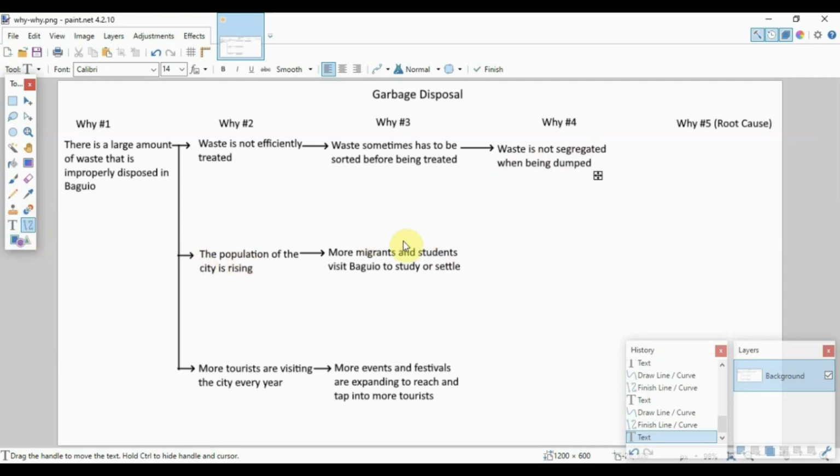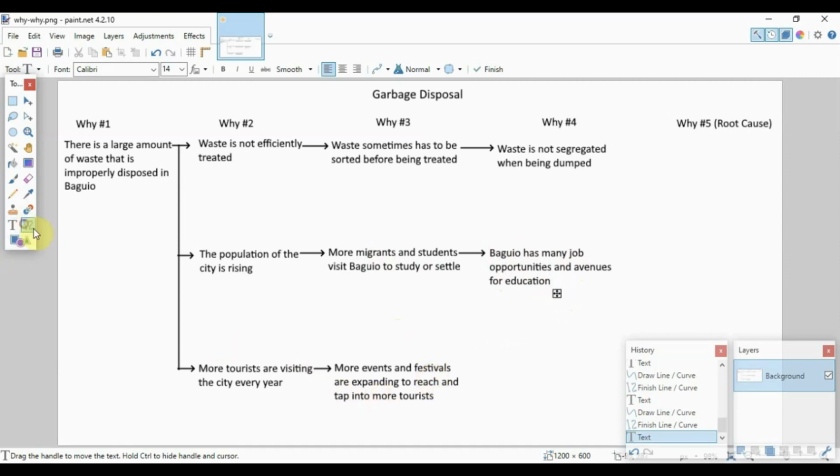The second why. We have more migrants and students visit Baguio to study or settle. Why? Why do so many people visit Baguio to study or settle? Well, the reason could be that Baguio has many job opportunities and avenues for education. So there are many places where you can get jobs and there are many avenues where you can learn. So that is the reason why many people come here to study or to make a living. That is for our second why.